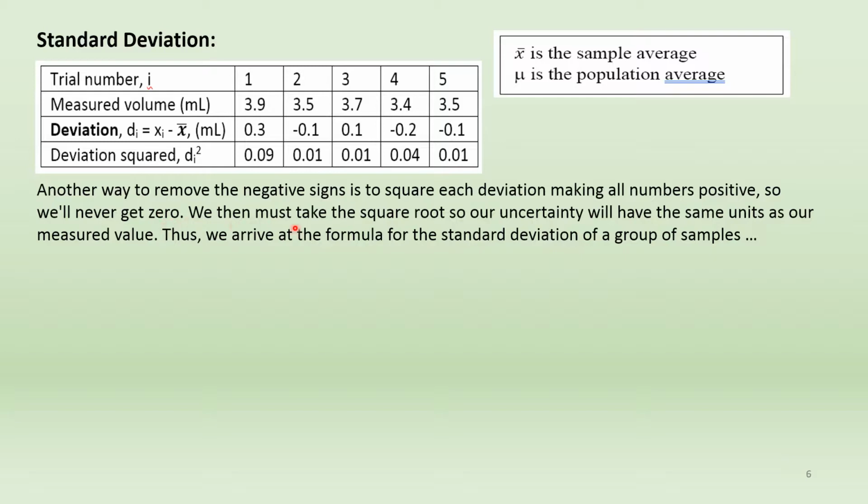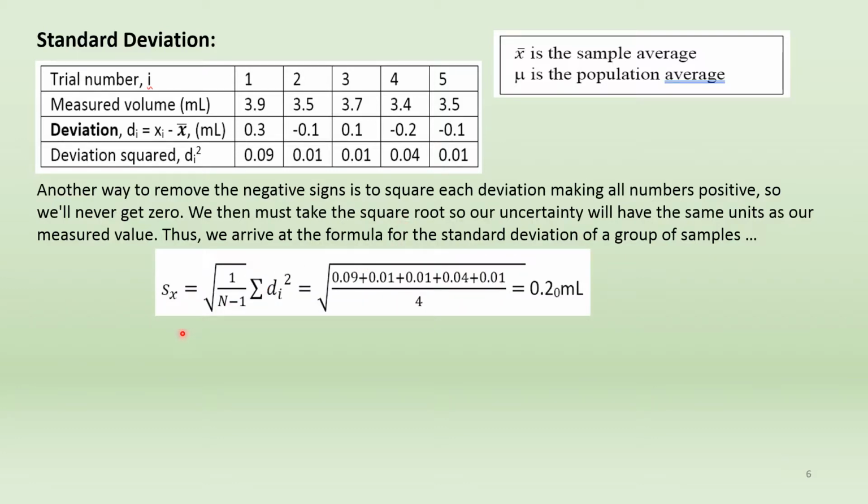But then we'll have to remember to take the square root of that sum so that the uncertainty that we calculate will have the same units as our measured value. Our measured values are in milliliters. We can't have the deviations in milliliters squared, hence the square root. So this is the formula for standard deviation. S of x, the standard deviation of a sample, is equal to the square root of the sum of the deviations squared divided by n minus 1. We'll talk about the n minus 1 in just a minute.